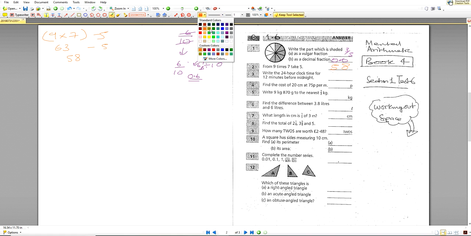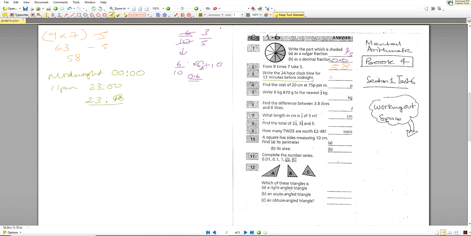Question number 3. Write the 24-hour clock time for 12 minutes before midnight. Now remember, midnight is actually the 2400th hour, so we call that 0000 when it reaches that. But before that, if it's 11 p.m., we're still working on 2300s. So if it's going to be 12 minutes before midnight, it'll be 23, and it'll be 60 minus the 12, which will give you 48. So it'll be 23:48. Okay, done. Lovely. Next question.